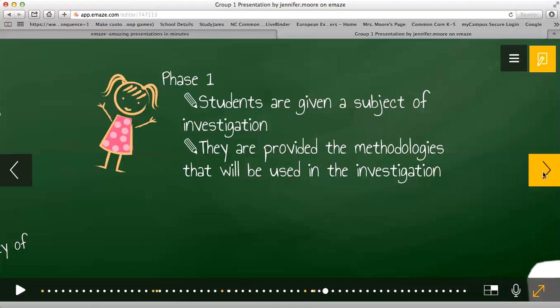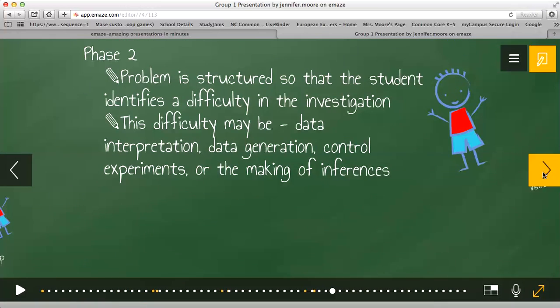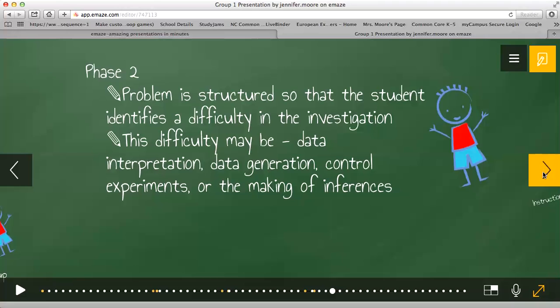During Phase 1, students are given a subject of investigation. They are provided the methodologies that will be used in the investigation. In Phase 2, the problem is structured so that the student identifies a difficulty in the investigation. This difficulty may be data interpretation, data generation, control experiments, or the making of inferences.